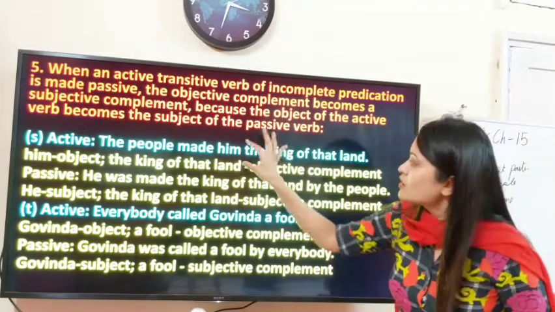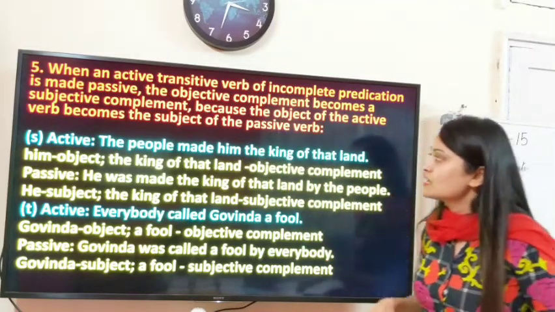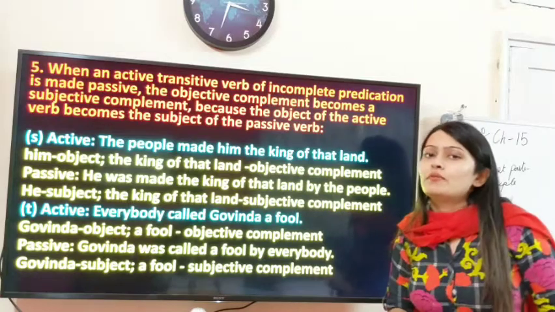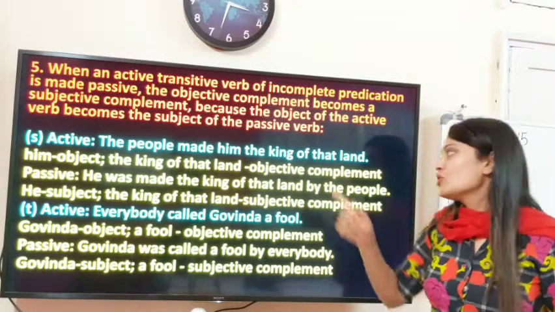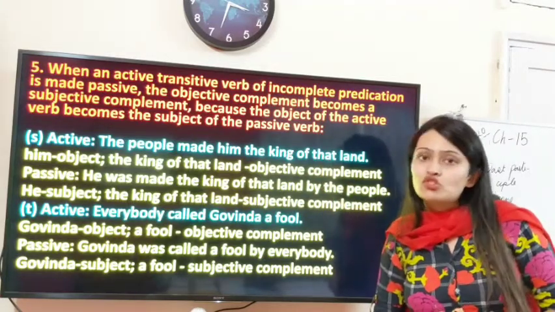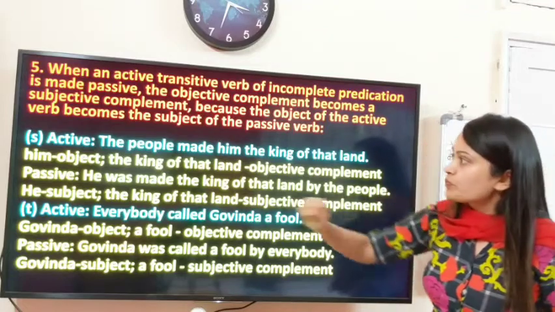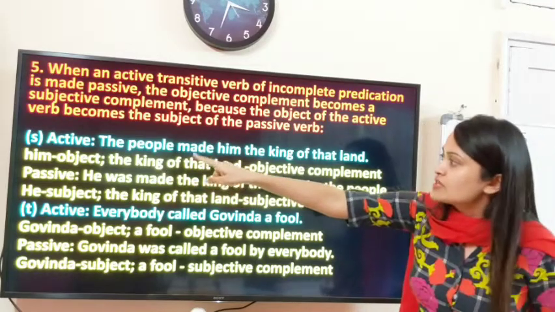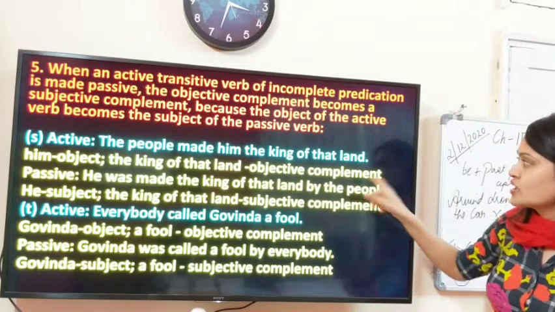So, this part, the king of the land, is basically the objective complement. Why is it the objective complement? Because it is in the place of the object. Okay, children? So, object, him is the object. The king of the land is the objective complement.